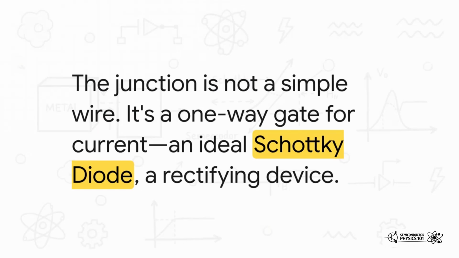And here's the really surprising part. We set out to make a simple connection, a wire. But what we actually built is a one-way street for electrons. They can easily flow from the semiconductor over to the metal, but that big energy hill we just built blocks them from coming back the other way. We've accidentally created a rectifier, a device that only lets current flow in one direction. This is known as a Schottky Diode.